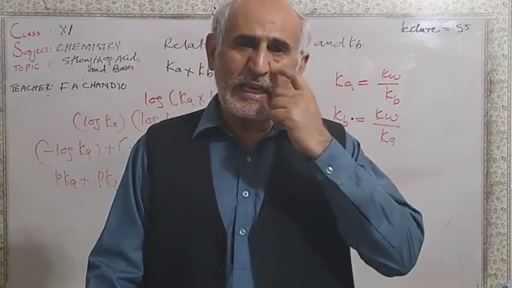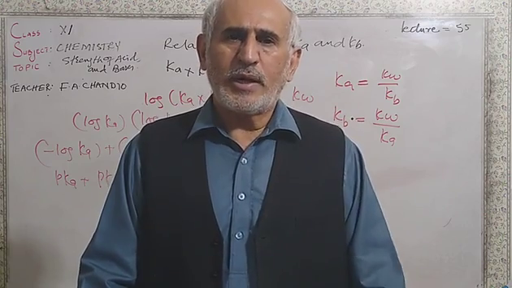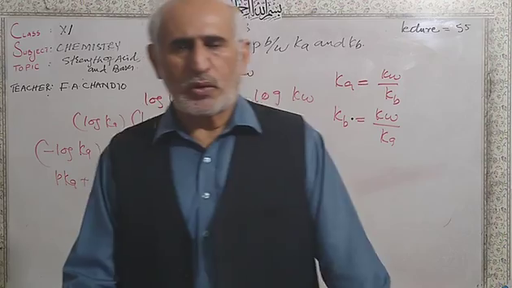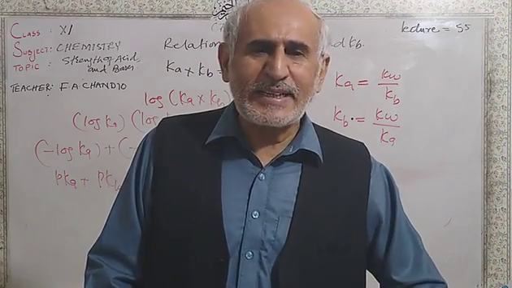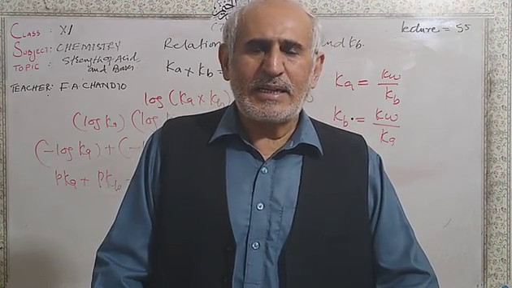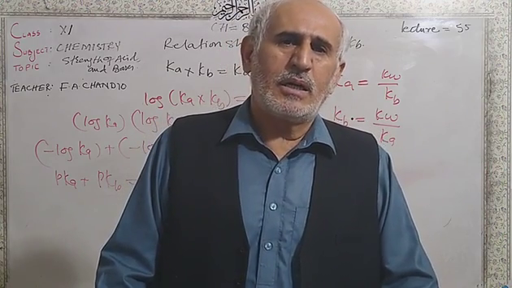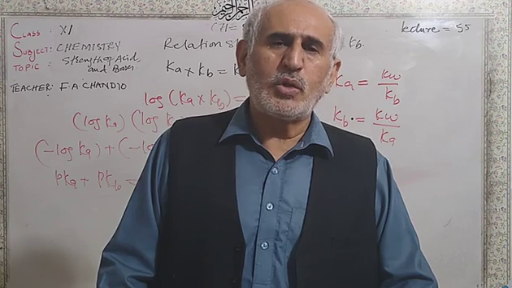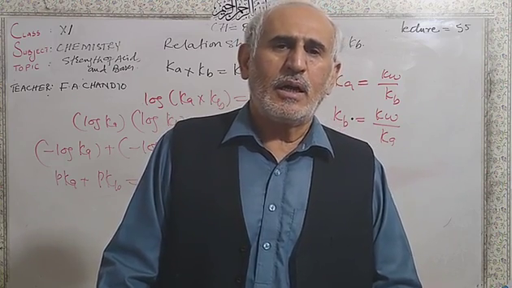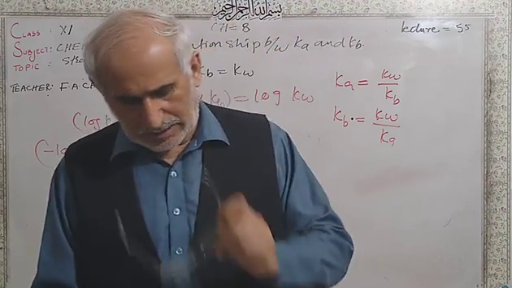Acetic acid is a weak acid. According to the Bronsted-Lowry concept, it reacts with water to give a hydronium ion and acetate ions. So students, acetate is a strong conjugate base of the weak acetic acid.